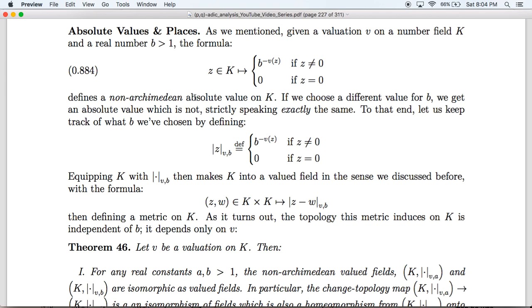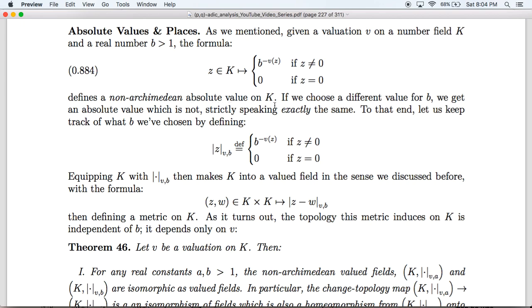Using valuations, which are very much an algebraic object, we can make things more analysis-like by constructing an absolute value. In general, the formula for this is as follows. Given a valuation v on a number field k, we pick a real number b greater than 1, and then we define the formula that sends z to b to the negative v of z if z is non-zero, and 0 if z is equal to 0. Choosing such a recipe gives us a non-Archimedean absolute value on k.